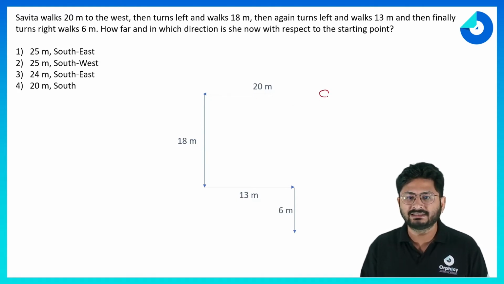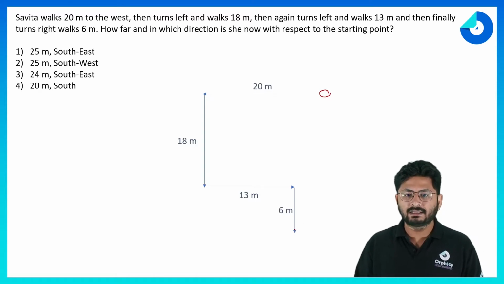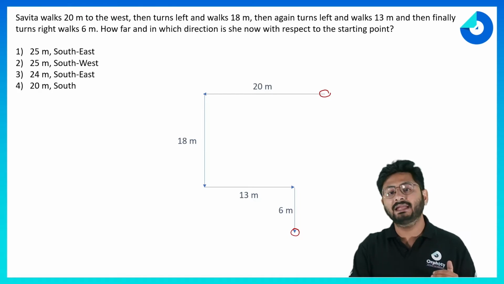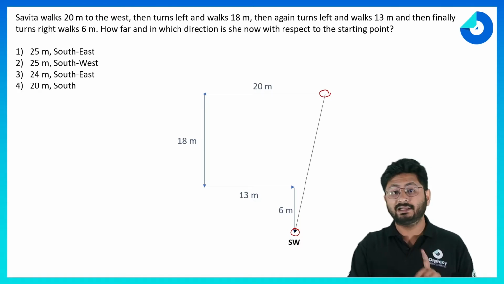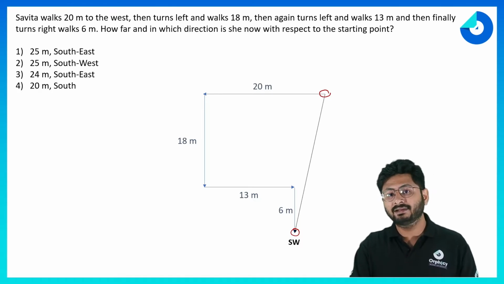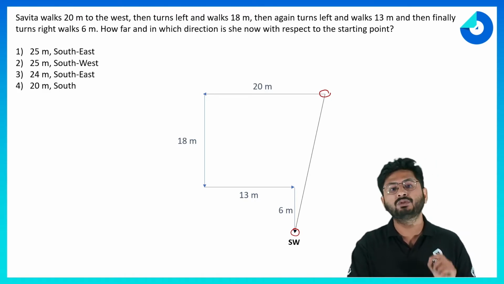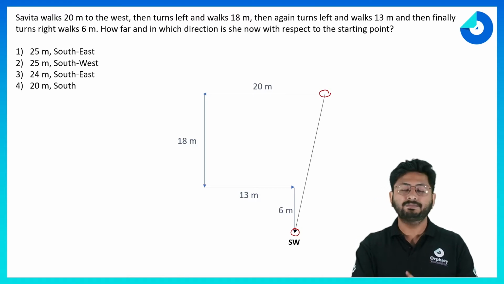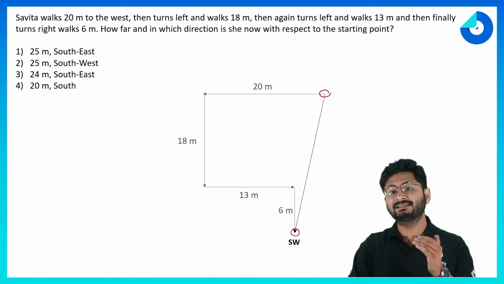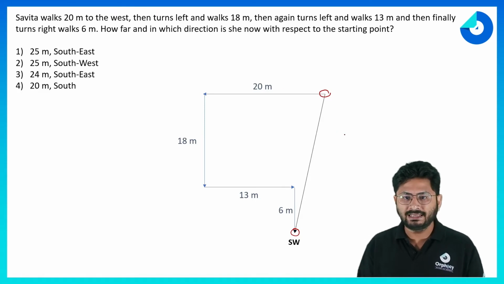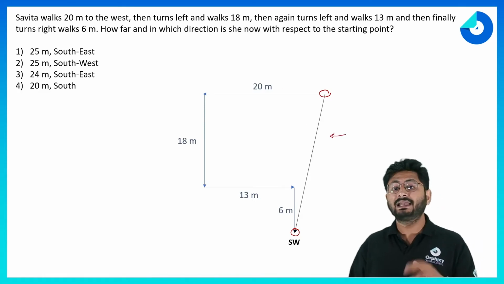So I would say that this is the starting point and this would be your ending point. So अगर मैं starting से ending में देखता हूँ, so it will look something like this, and I would say that the direction of the ending point with respect to the starting point would be southwest. Now I have to find out what is the distance between the starting and the ending point. ये जो आपको this line you are able to see, इसका length कितना होगा?